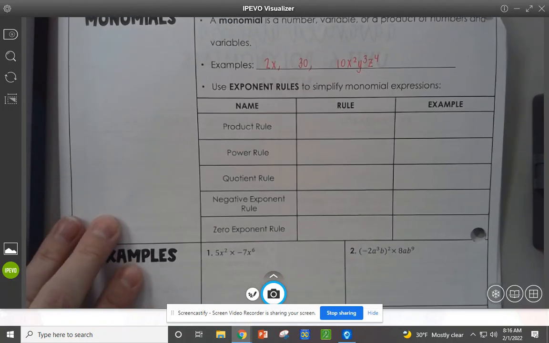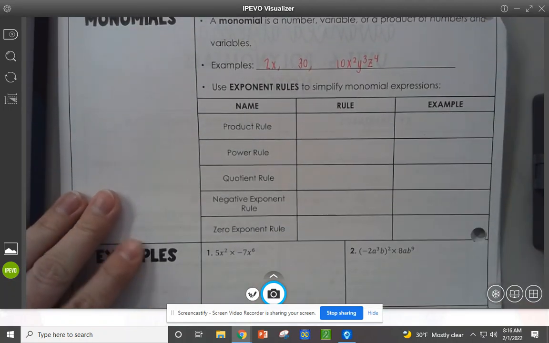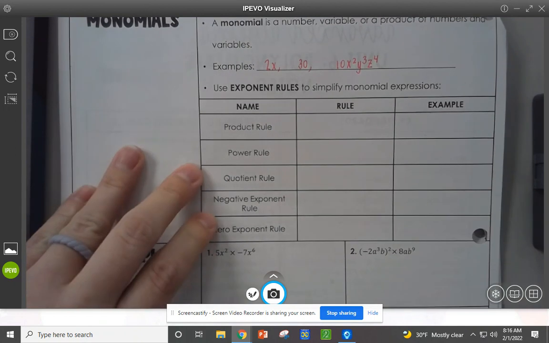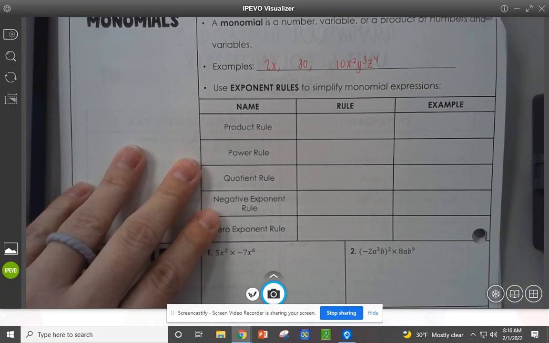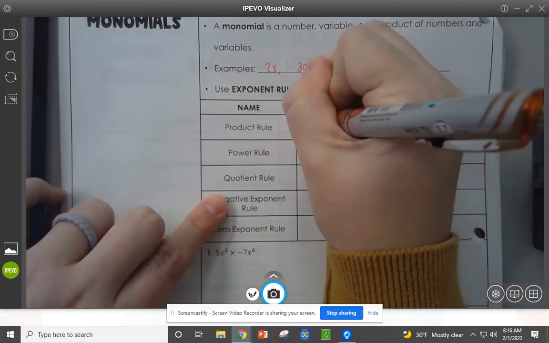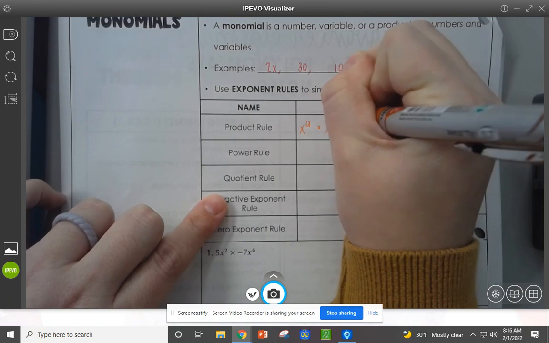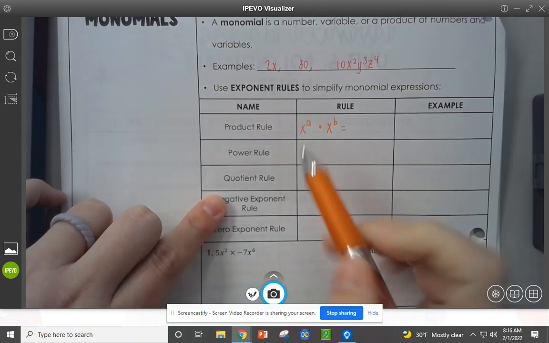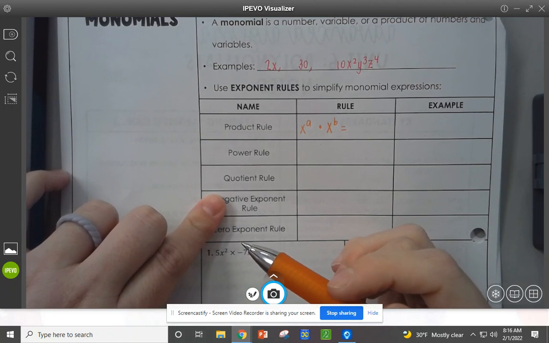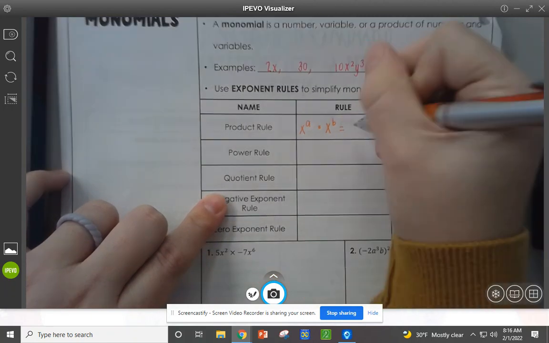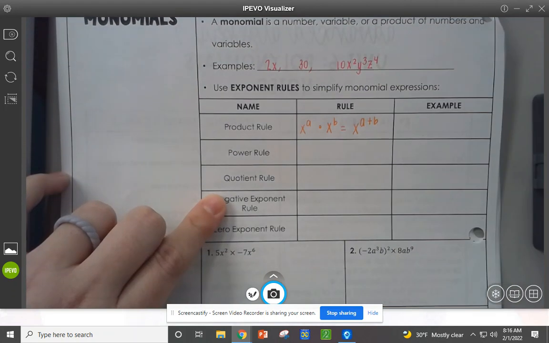And you probably learned some rules about these in Algebra 1. So the first one is the product rule. So I'm going to do the rule, and then we're going to put an example in. So if I have x to the a power times x to the b power, so I'm multiplying variables, what do I do with the exponents? Add them. So this would be x to the a plus b.